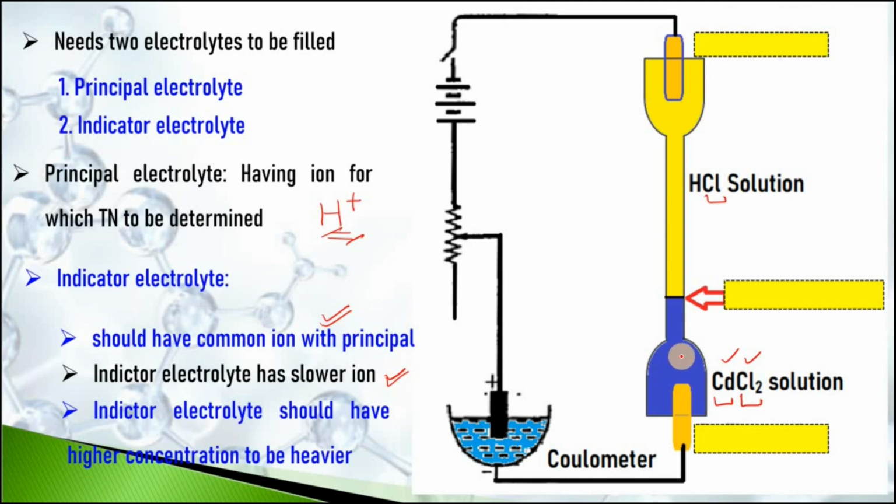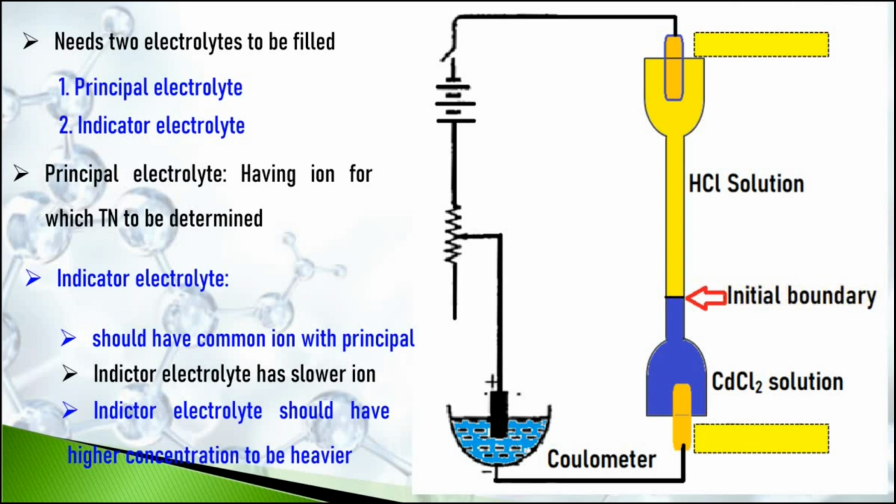So when it is filled in the thistle tube, it occupies the bottom part or lower end of the thistle tube. Now when we fill these two electrolytes in this thistle tube or conductivity cell, CdCl2 and HCl solutions have different densities or different concentrations. As a result, a sharp boundary forms between these two. We term it as the initial boundary.